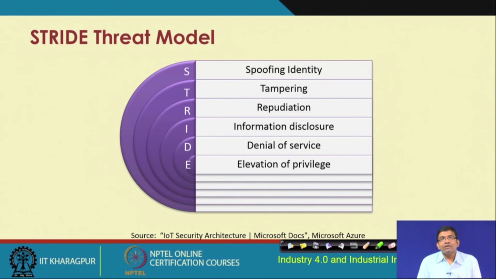Tampering means tampering with the system, tampering with the data to hurt the integrity of the data and the integrity of the system. Repudiation means that you send the data and later on you deny that you have sent it. So, preventing repudiation is very important. You send the data, but later on you pose as if you have not done anything, you have not sent the data, right.